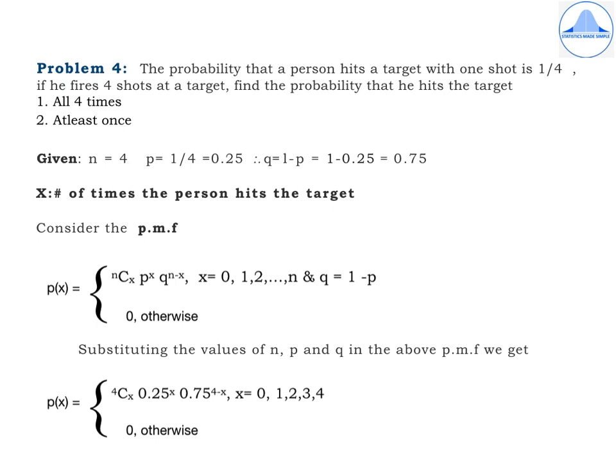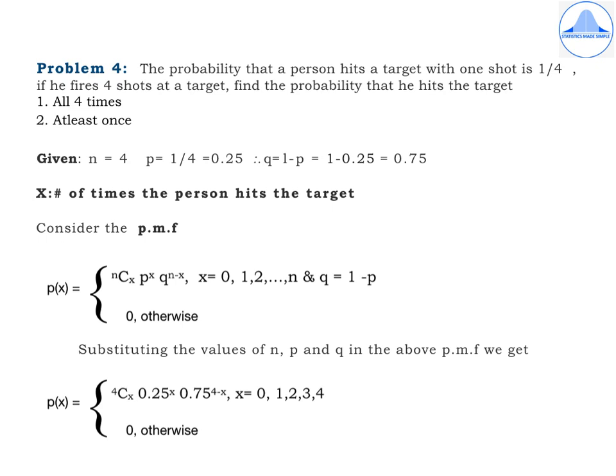p is the probability of him hitting the target, which is given in fractions as 1 by 4, converted to decimals, which is 0.25. Then q is equal to 1 minus p. 1 minus 0.25 is 0.75. Now define capital X as the number of times the person hits the target.